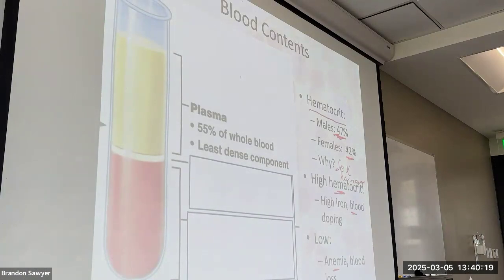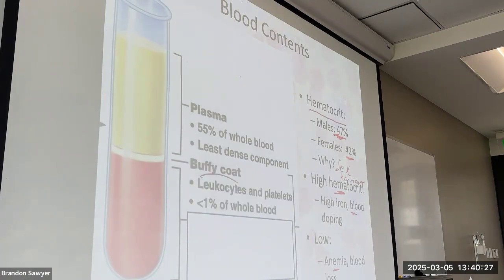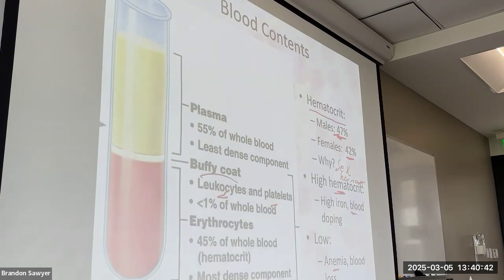Okay, so this is the least dense part. It's mostly water. This is about 55% of our blood. That little spot in the middle called the Buffy coat, that is mostly our white blood cells and platelets. So leukocytes are white blood cells, and then platelets are going to be a key thing that helps us with blood clotting. That's less than 1% of the blood. And then the other 45% are the red blood cells or erythrocytes. This is the most dense component.